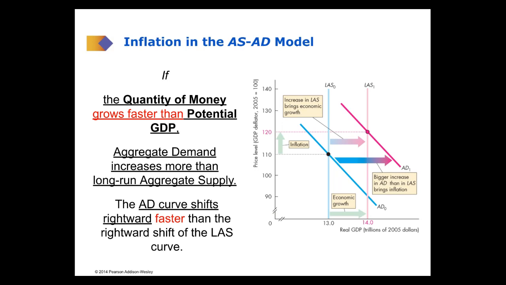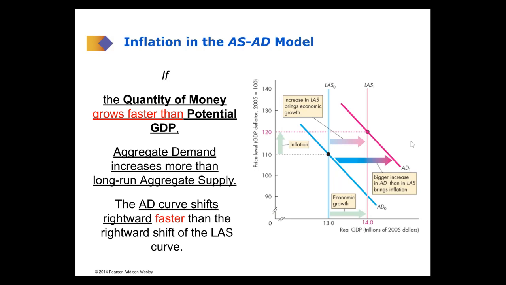Because when you have a higher quantity of money, that is going to increase aggregate demand, and the aggregate demand curve is going to shift out to the right faster and more than the rightward shift of the long-run aggregate supply curve.